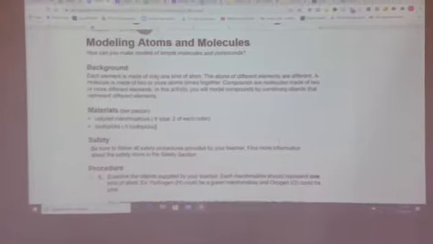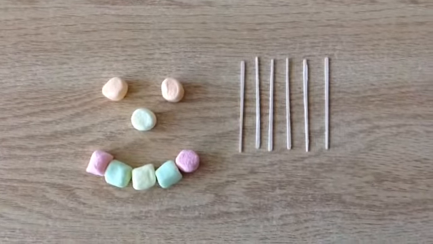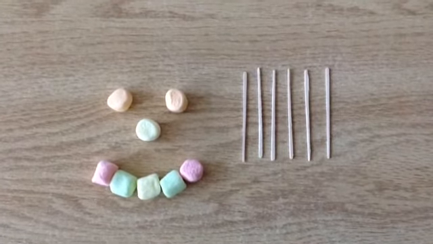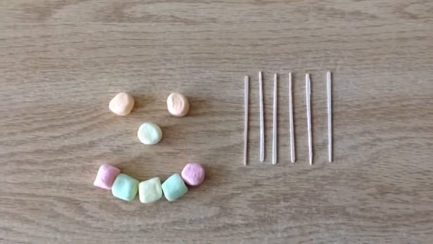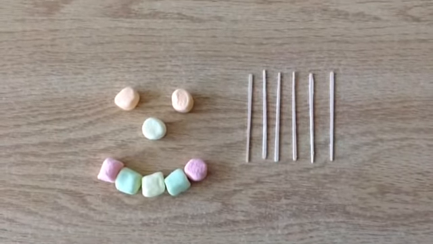All right, let's go look at our materials. Here are our materials for today. We have 6 toothpicks, and we have 8 marshmallows, and we have 4 different colors. So we've got 2 orange, 2 pink, 2 green, and 2 yellow.